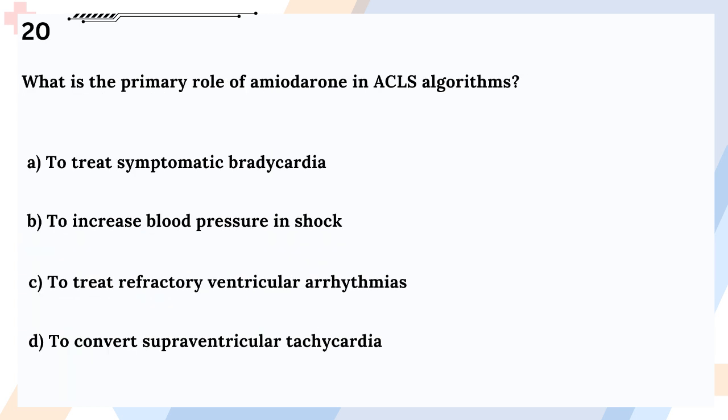Question 20. What is the primary role of amiodarone in ACLS algorithms? A. To treat symptomatic bradycardia. B. To increase blood pressure in shock. C. To treat refractory ventricular arrhythmias. D. To convert supraventricular tachycardia.